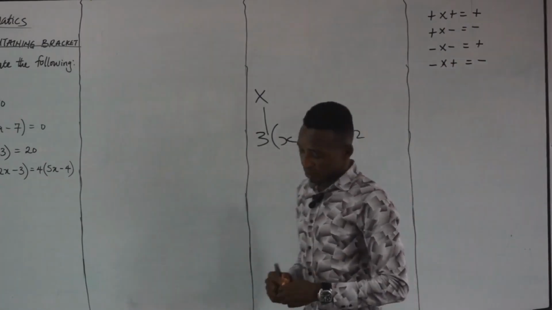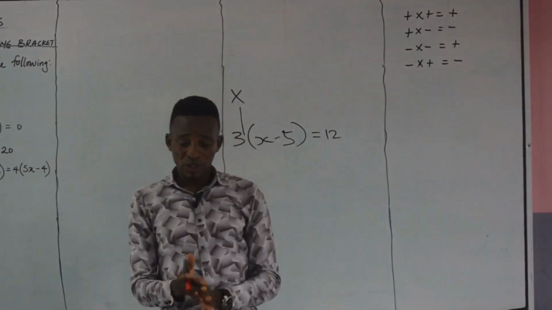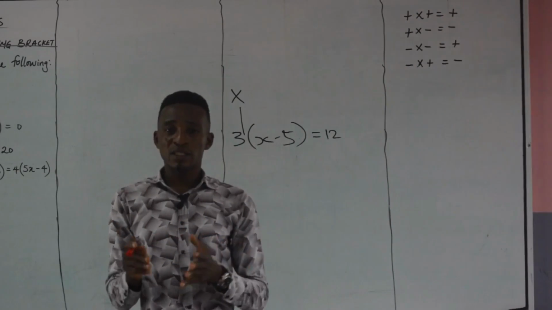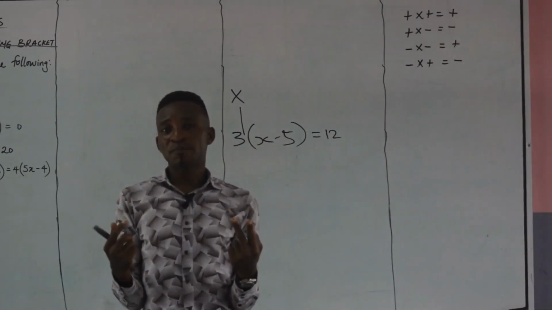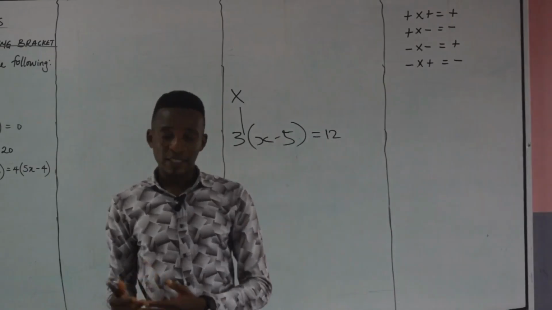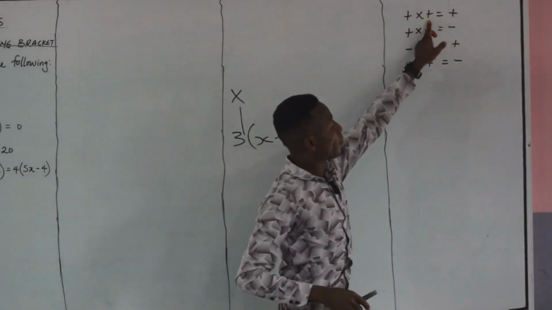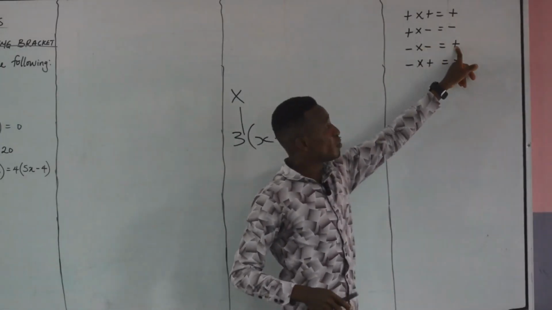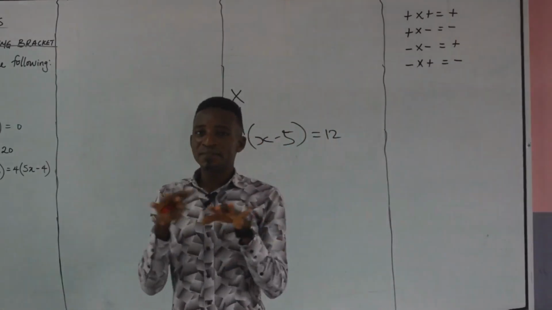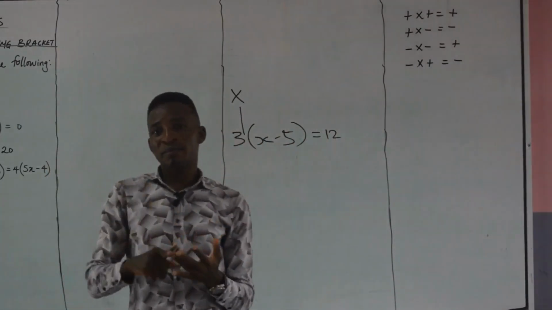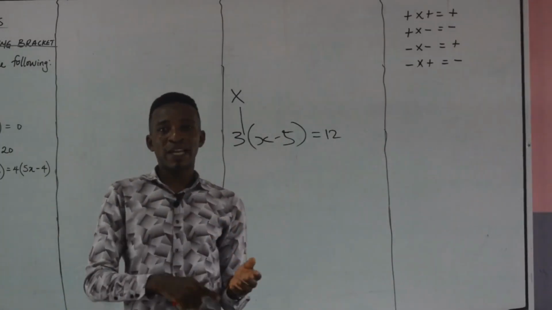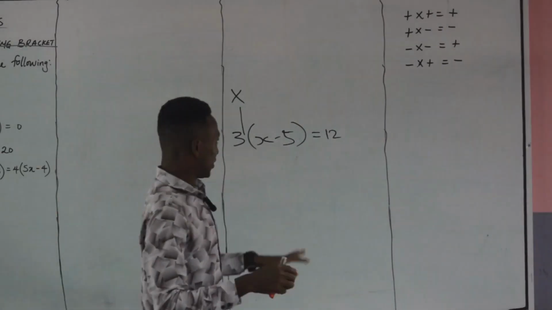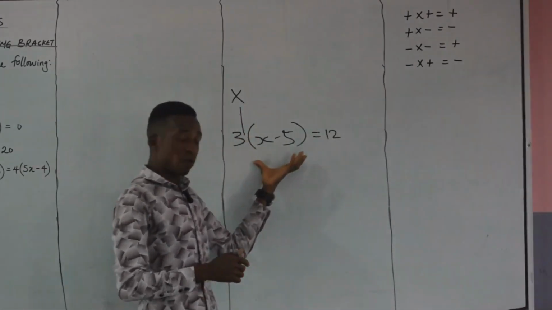Now let me quickly talk about these 4 operational signs. As far as I'm concerned, the secret to multiplication of signs is this: when you have the same sign, your answer is going to be plus. For example, when you're multiplying plus by plus, your answer is going to be plus. When you're multiplying minus by minus, your answer is going to be plus. But when you're multiplying different signs, be it plus by minus or minus by plus, your answer is going to be minus. Now let's look at the application of this before we come back to this one.